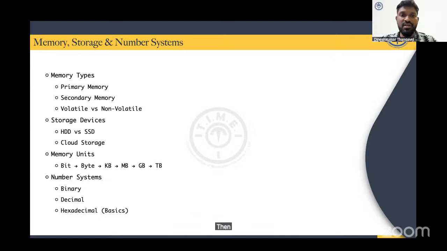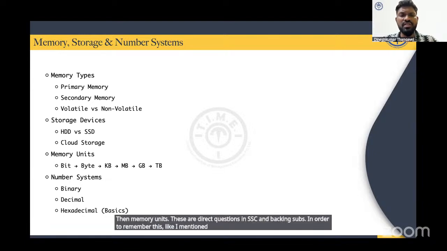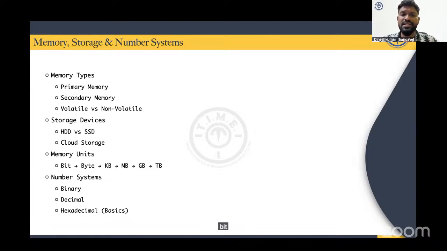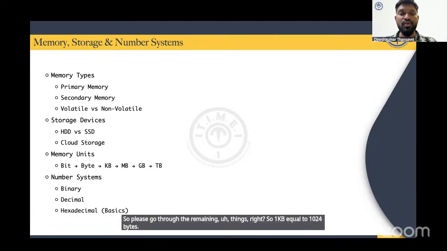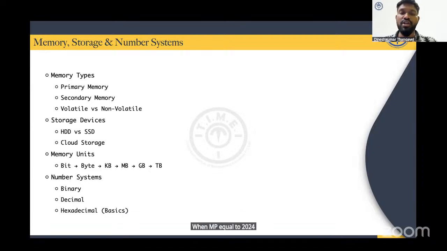Then memory units. These are direct questions in SSC and bank exams. In order to remember, like I mentioned in the slide: bit, byte, KB, MB, GB, and TB, terabyte, right? Key facts: 1 byte equals 8 bits. So please go through the remaining things. 1 kilobyte equals 1024 bytes, 1 MB equals 1024 kilobytes, 1 GB equals 1024 megabytes, right? So do not mix 1000 and 1024 unless clearly mentioned.